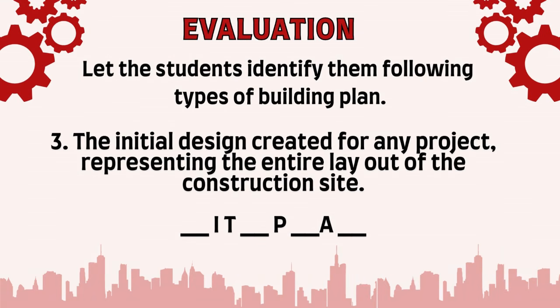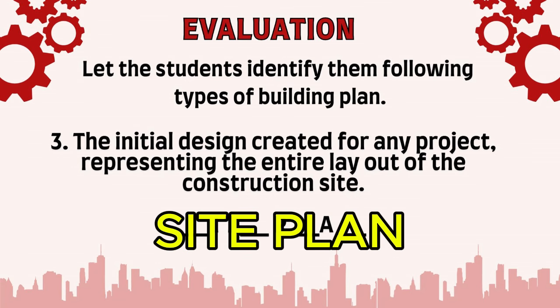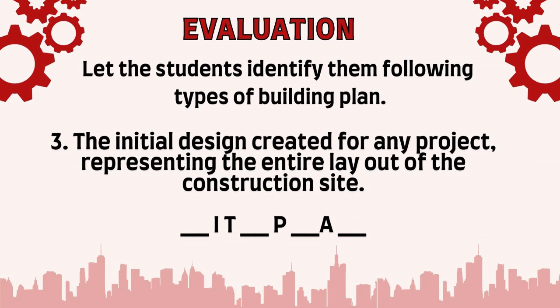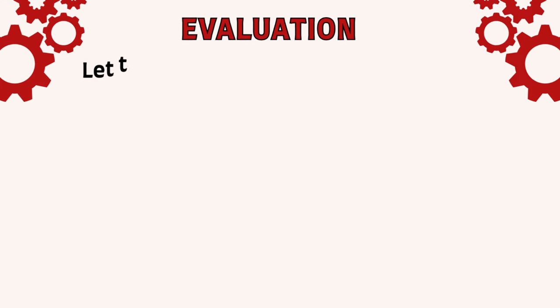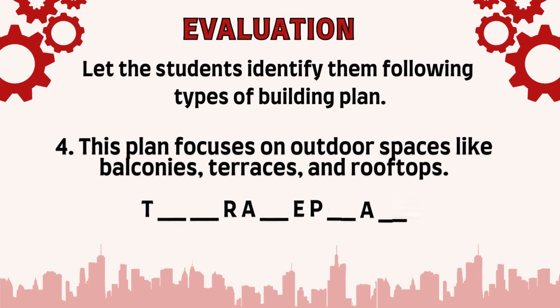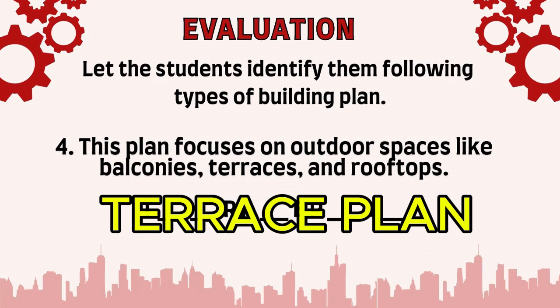Number 3. The initial design created for any project, representing the entire layout of the construction site. The answer is site plan. Number 4. This plan focuses on outdoor spaces like balconies, terraces, and rooftops. The answer is terrace plan.